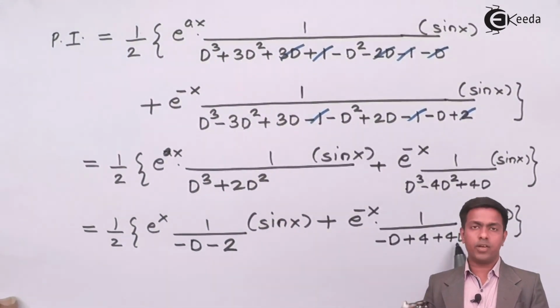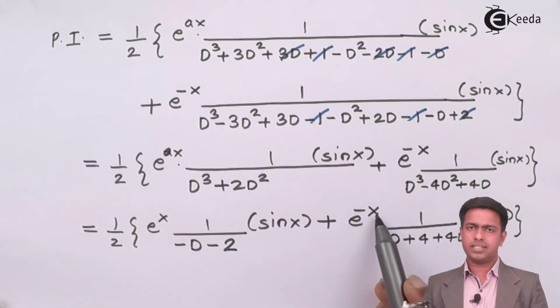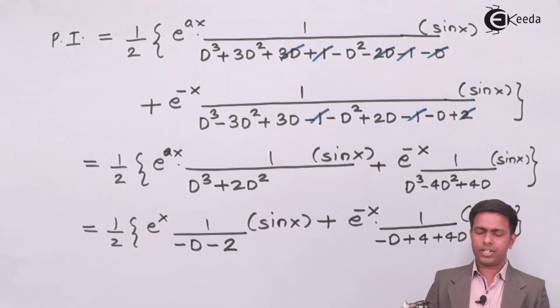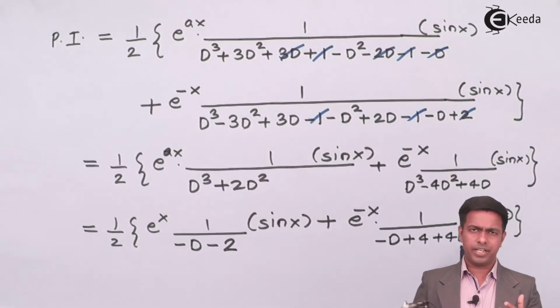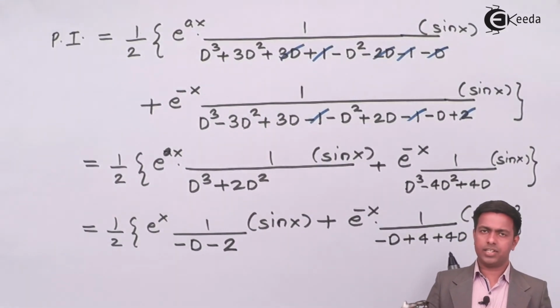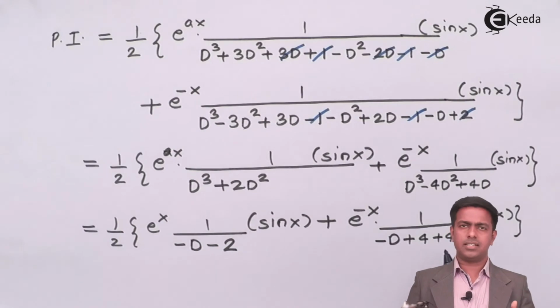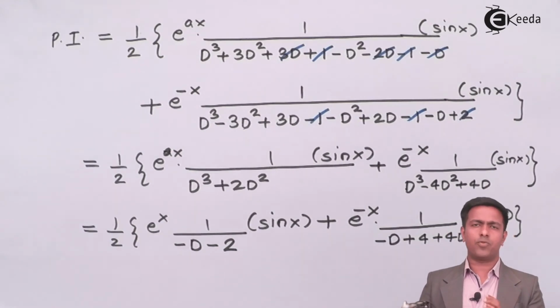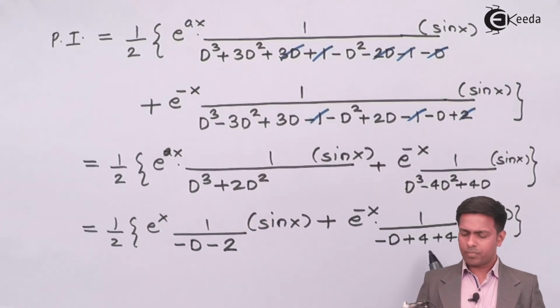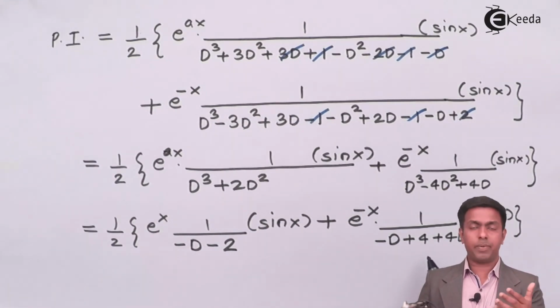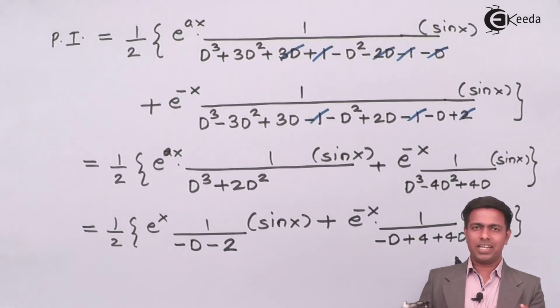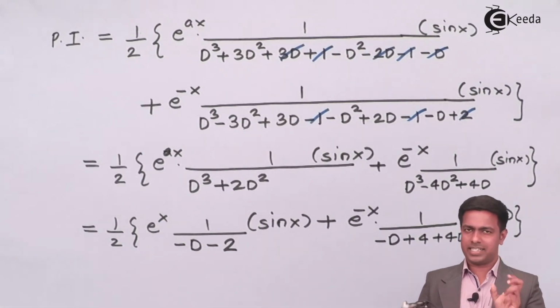Next guys, here minus d and 4d will be 3d, so 3d plus 4, this is e to the power minus x as it is. Now to get the d square term in the denominator, we will again rationalize here. So I'll multiply and divide with 4 minus 3d, so 4 minus 3d in the denominator and 4 minus 3d in the numerator.